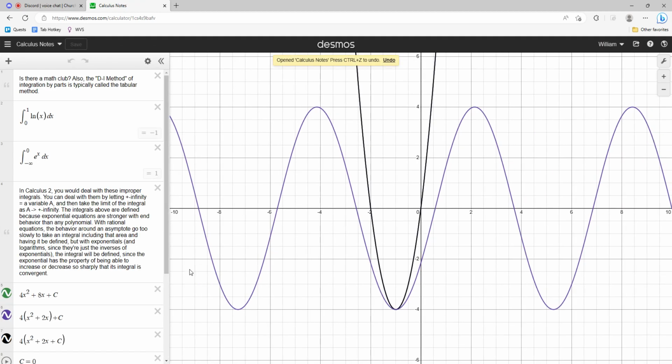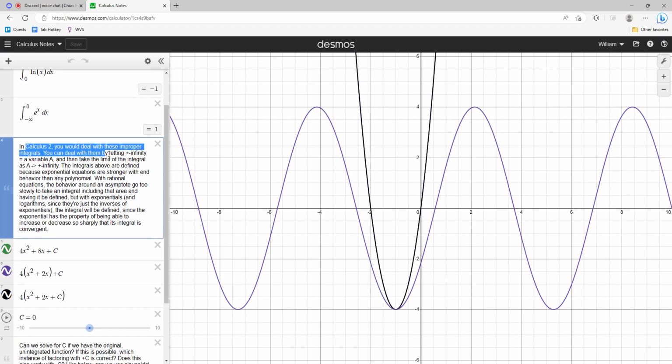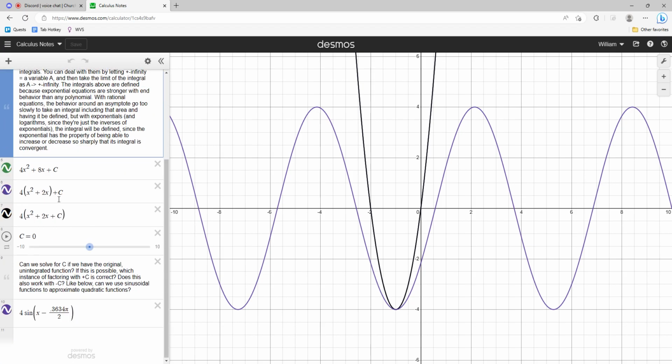Calculus notes. Ooh. Is there a math club? There wasn't, and then I actually made one. The DI method is typically called the tabular method. That's correct. Calculus 2, oh, I'm taking Calculus 2 right now. Calculus BC technically, but you deal with these improper integrals. You can deal with them by letting plus or minus infinity equal a variable a and take the limit. That's true. That's the formal way of doing it.